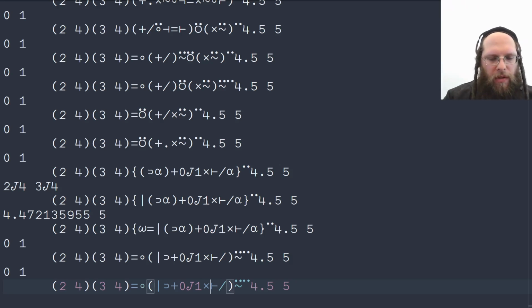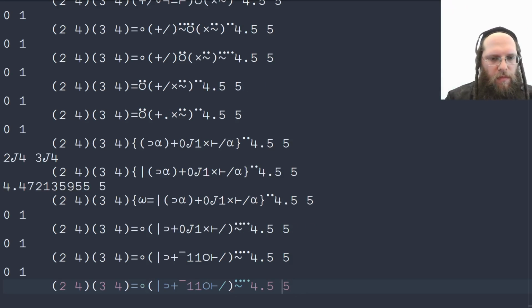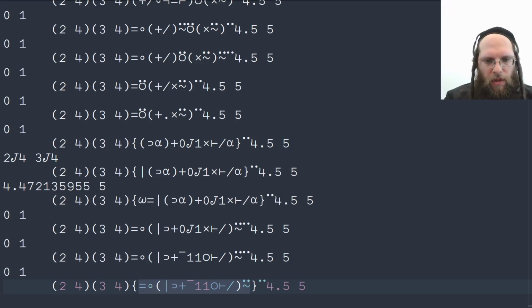Another way that we can write this is using negative 11 circle. That's simply its definition. It just multiplies by the imaginary unit. Then someone came up with a clever thing using 4 circle.